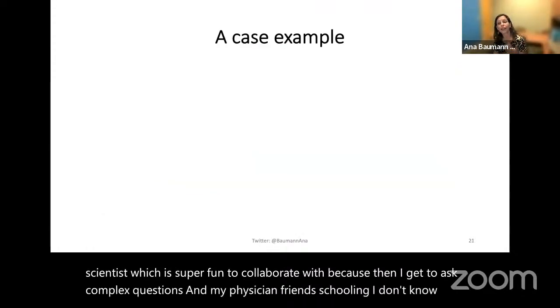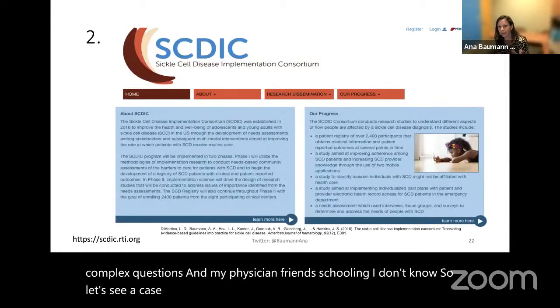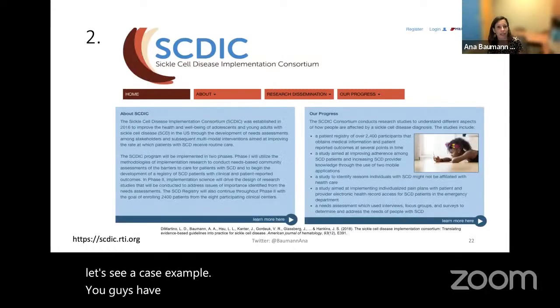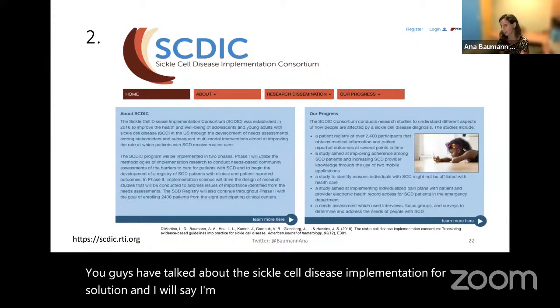So let's see a case example. You guys have talked about the Sickle Cell Disease Implementation Consortium, and I will say I'm coming through this, as I mentioned, as an implementation scientist, right?